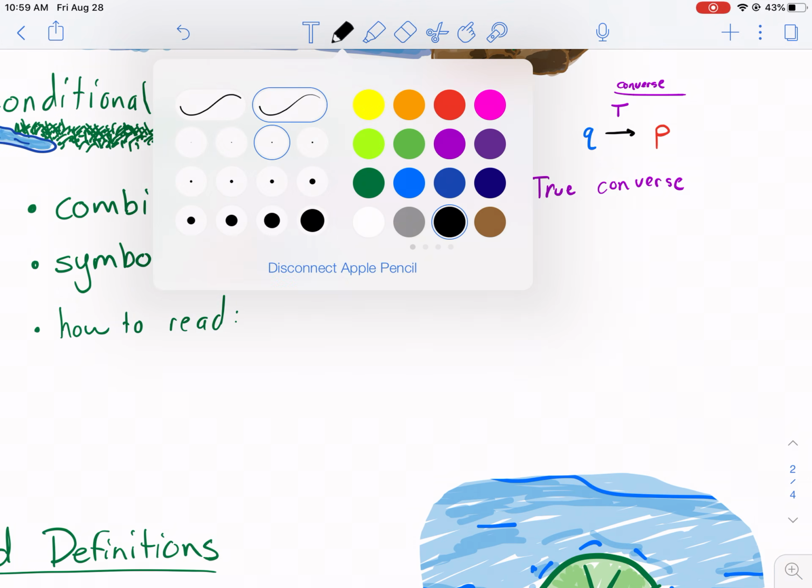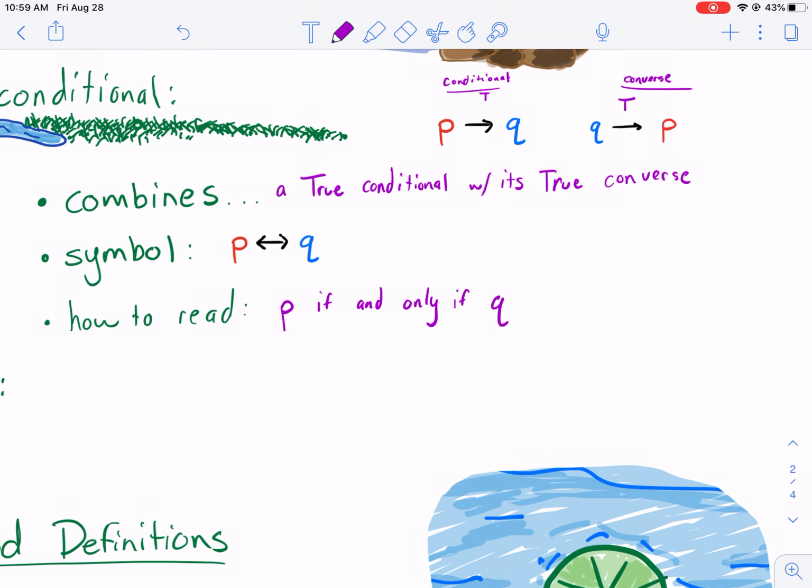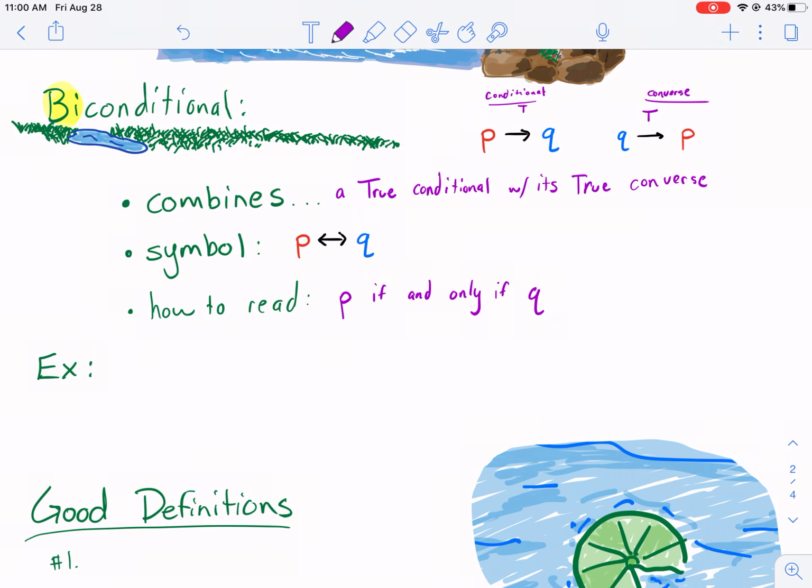How do you read it? Well, you read it by saying P if and only if Q. A lot of people like to start with "if P, if and only if Q." They make the mistake of thinking that it starts with if. That's for conditional statements and converse statements. It's not for biconditional. Biconditional starts with the statement.